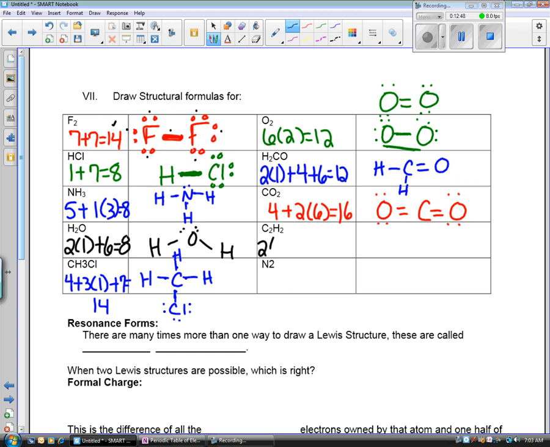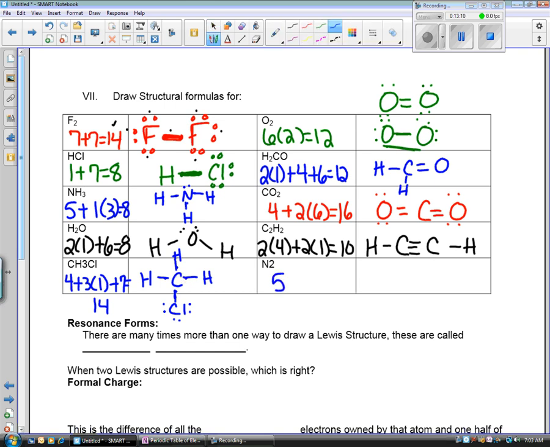C2H2, 2 times 4 plus 2 times 1 equals 8, 9, 10. Carbon's in the middle. I have two hydrogens. I'll put one on each end. Now, carbon has four opportunities to bond, so it still has three dots on it because it only bonded one of them. So that's where we get what's called a triple bond.